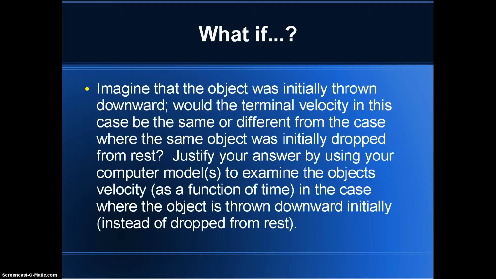What if an object was initially thrown downward? The terminal velocity would be the same as an object that was initially dropped from rest. I used the same model, altering the initial velocity to have an object that was thrown down, and I found that the objects all approached the same terminal velocity.